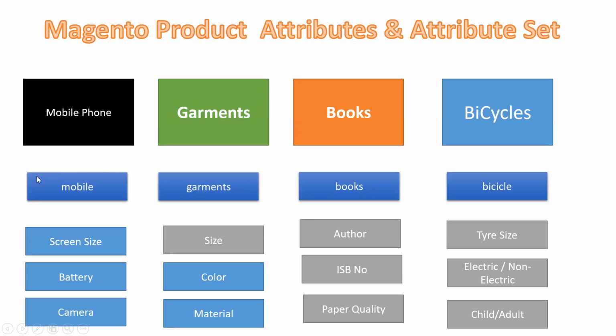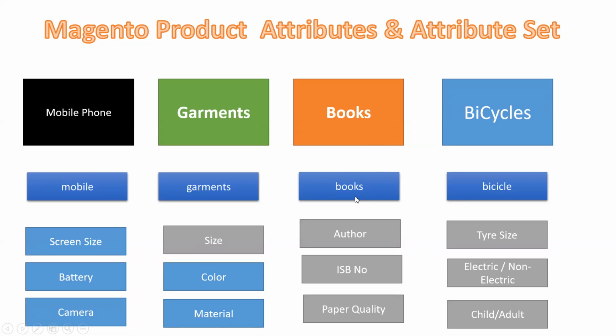Now let's see here. These are attributes, and these are attribute sets. So here mobile is an attribute set, garments is an attribute set, books is an attribute set, bicycle is an attribute set. When you are adding a mobile phone product, you will select this mobile set. Then only these three fields will appear and not these. When you are adding garments, only these relevant fields will be shown to add the product, and not these three.